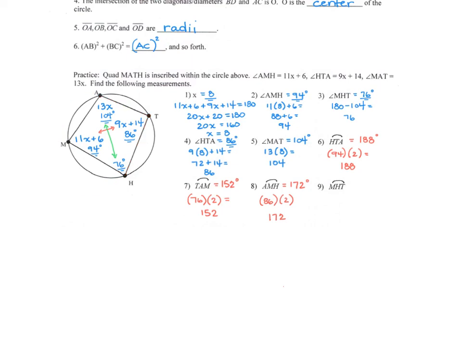And finally, if I follow the endpoints of arc MHT back to the vertex at point A, which is also on the circle, then the measure of arc MHT will be 104 times 2, which is 208. So the measure of arc MHT is 208 degrees.